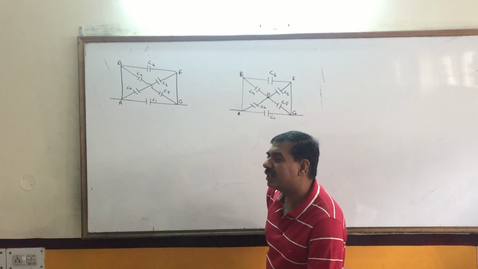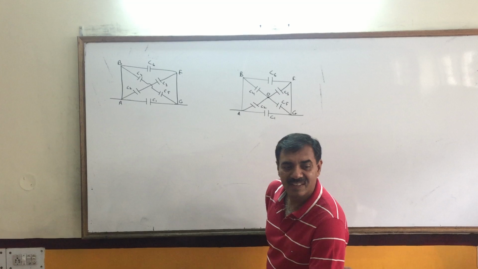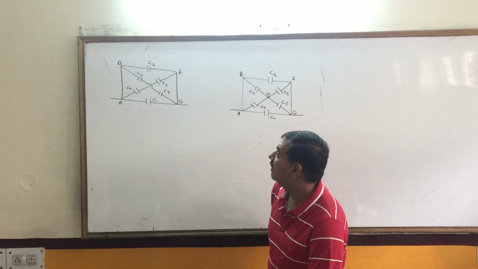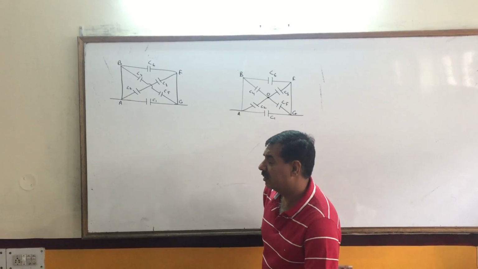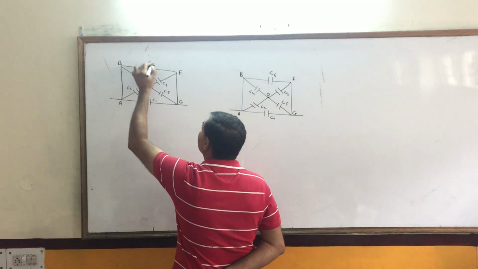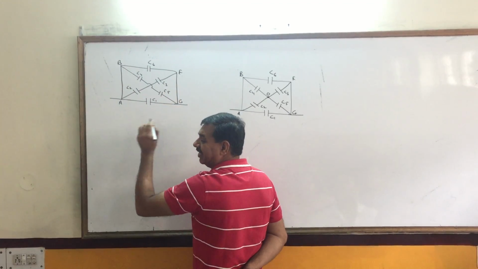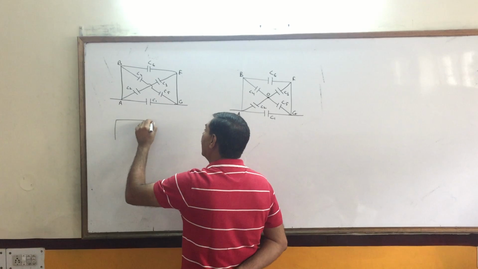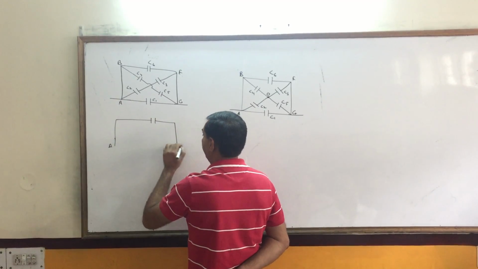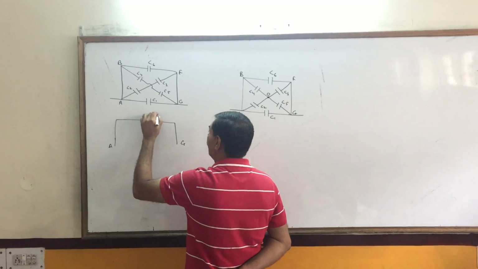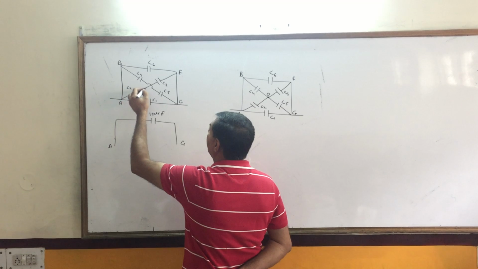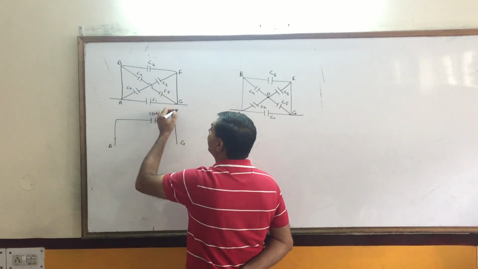A and B are the same points. They have the same potential. F and G are the same points. This means if I draw this circuit, I have a capacitor C6 across A and G, 10 microfarads. Nothing in between. I have a capacitor between A, F and G.